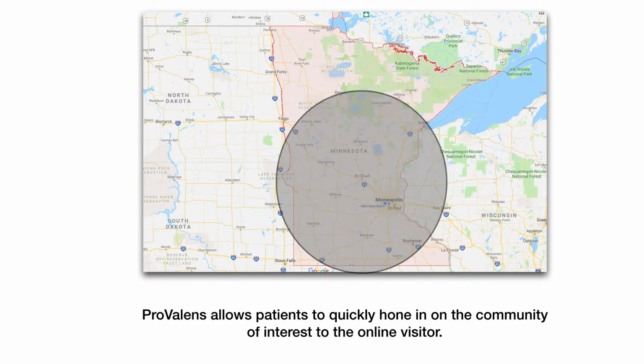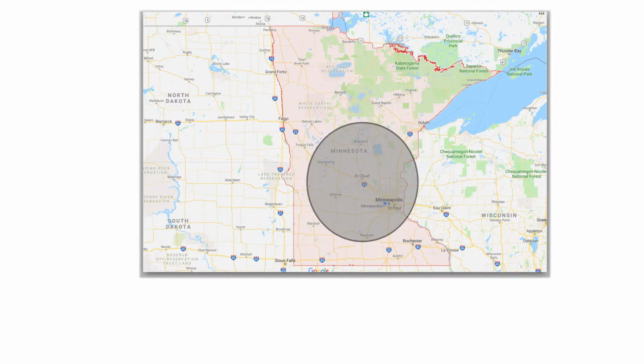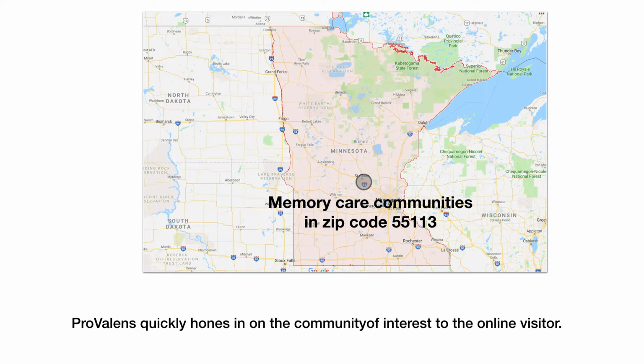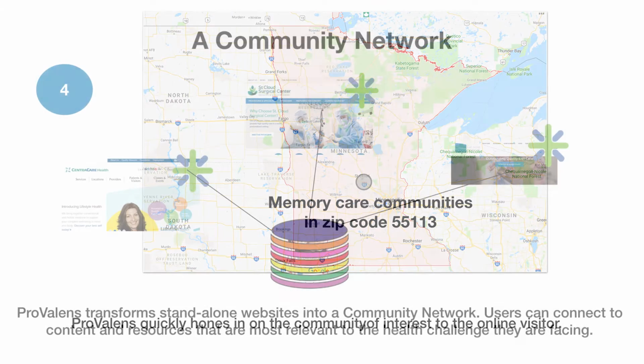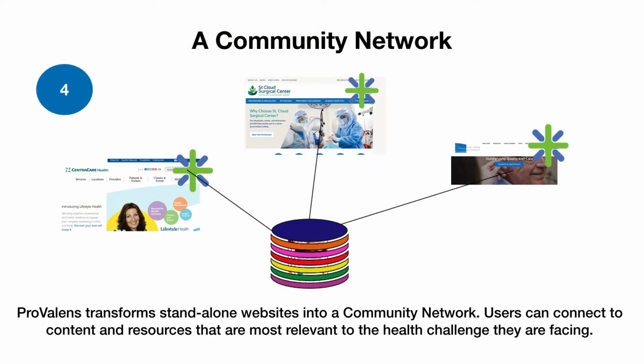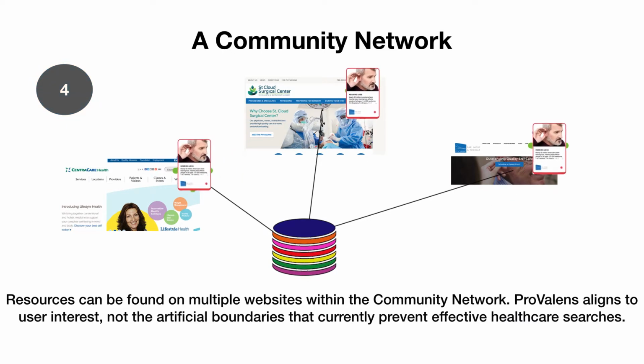Provalence allows patients to quickly hone in on the community of interest to the online visitor. Provalence transforms standalone websites into a community network. Users can connect to content and resources that are most relevant to the health challenge they are facing. Resources can be found on multiple websites within the community network. Provalence aligns to user interest, not the artificial boundaries that currently prevent effective healthcare searches.